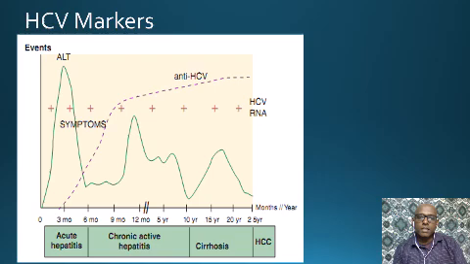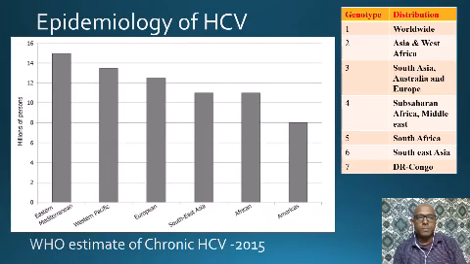The markers of HCV include HCV RNA, which is seen all through the infection, even in chronic state like cirrhosis and hepatocellular carcinoma. Anti-HCV antibodies can be demonstrated in acute and past infection. The most common region affected is Eastern Mediterranean region, and worldwide, genotype 1 is the most common genotype. There are other genotypes in various other regions. For example, genotype 3 is seen in South Asia, Australia, and Europe.